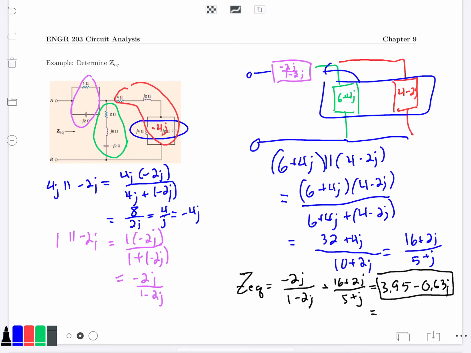And if you want, you can go ahead and convert that into a polar version of it. And by the way, your calculator can also do polar. It's going to be 4 angle negative 9.1 degrees. And for a problem like this, I don't care if you write it in rectangular or in polar coordinates for the equivalent impedance. Either way is fine. But this is how we handle this.